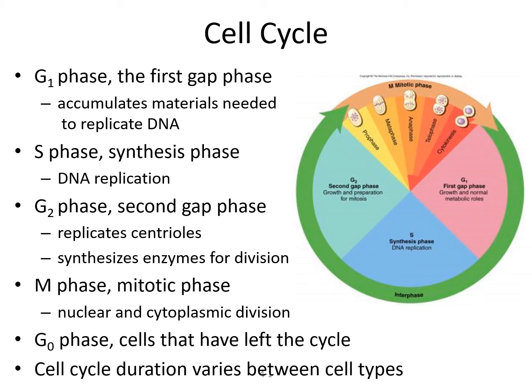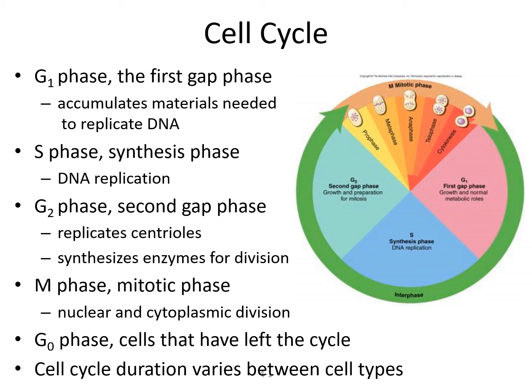So for a cell that does undergo mitosis, it has to replicate all of its DNA in order to successfully partition the DNA into two identical daughter cells. That S phase is followed by G2, or the second gap phase. This is when centrioles are replicated and enzymes are synthesized in order to successfully divide the chromosomes and the cell itself. That finally is followed by the mitotic phase.